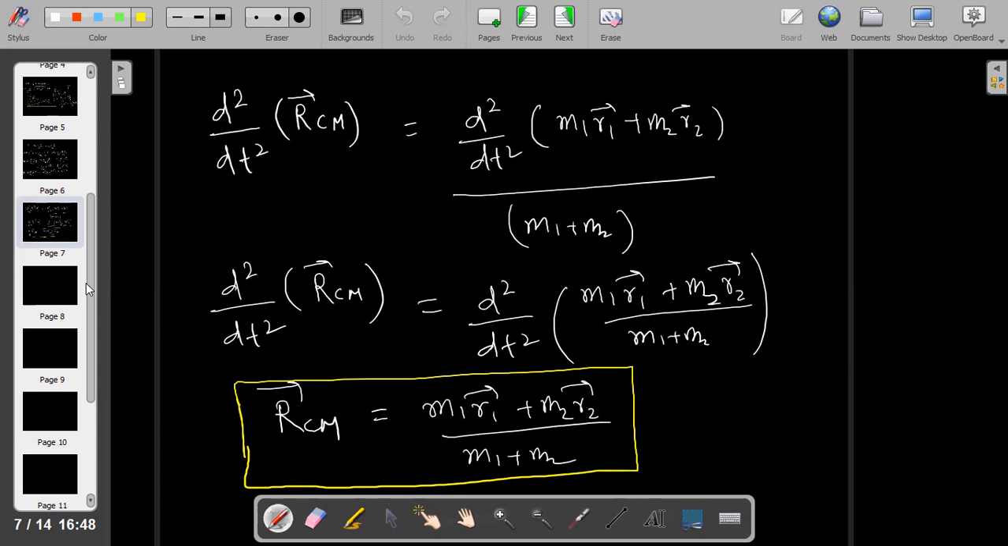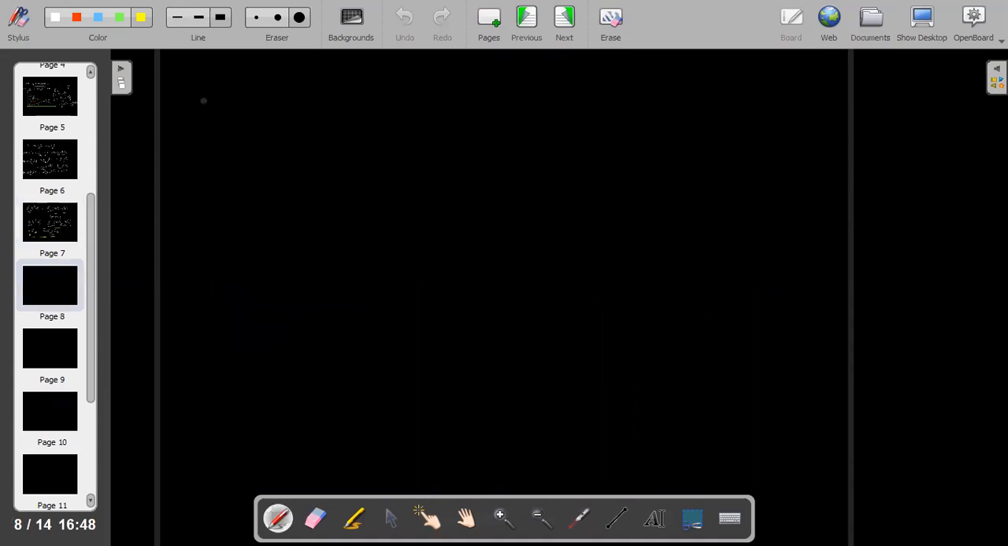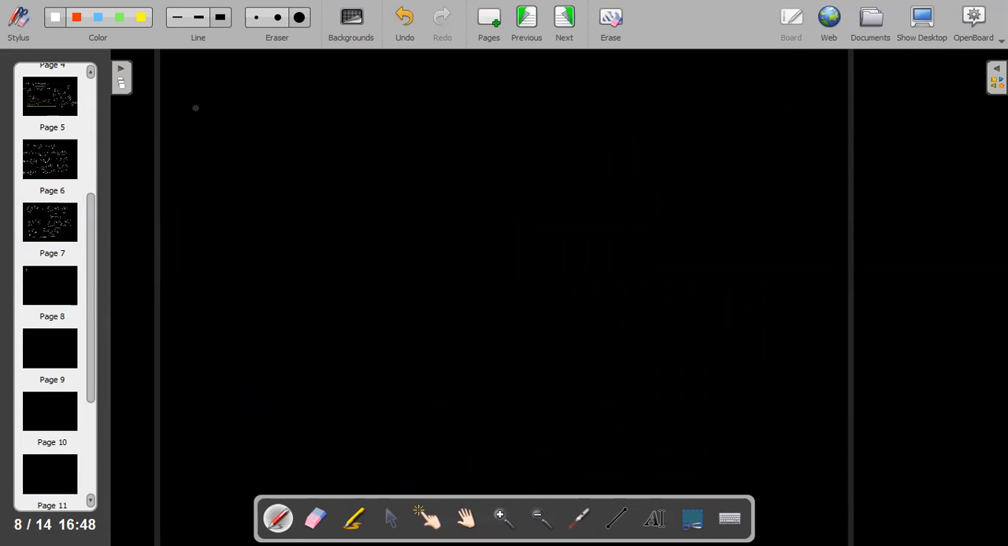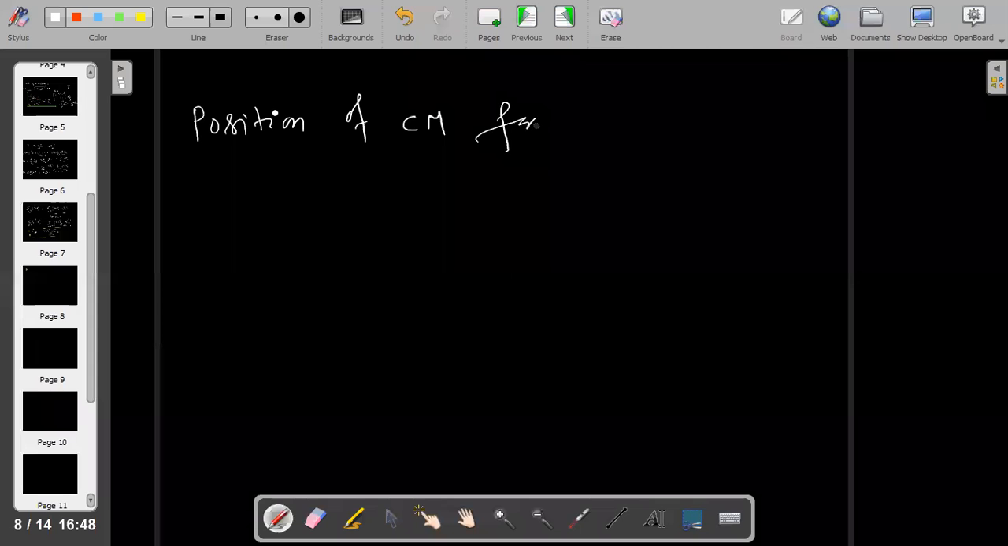Okay. Now write down the position of center of mass for an n particle system.